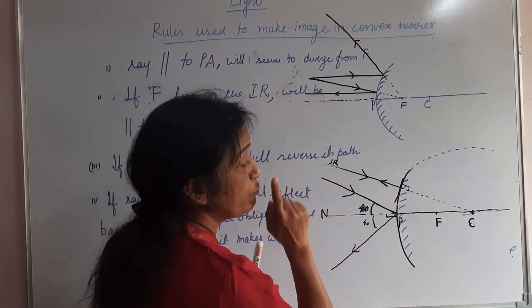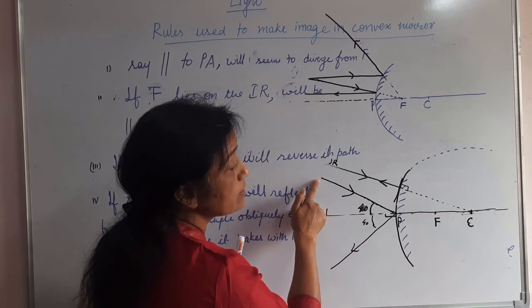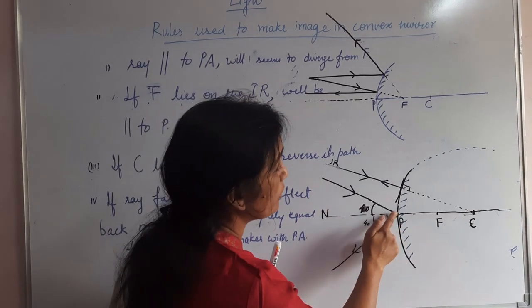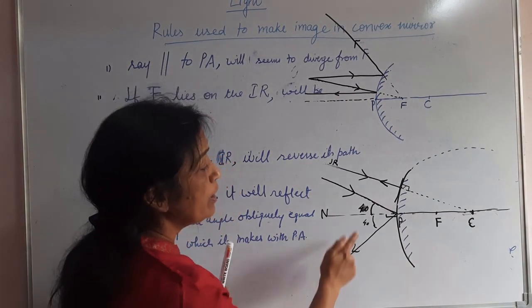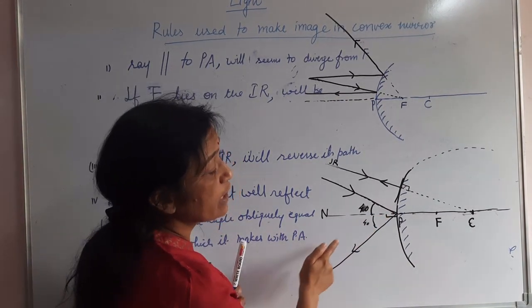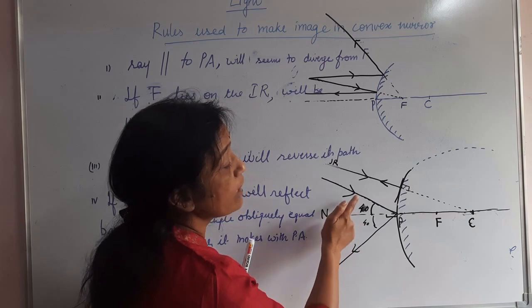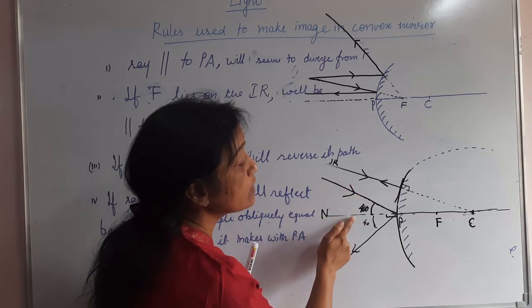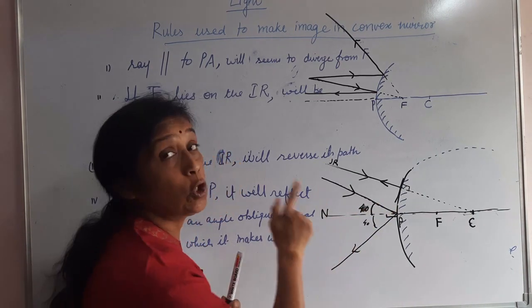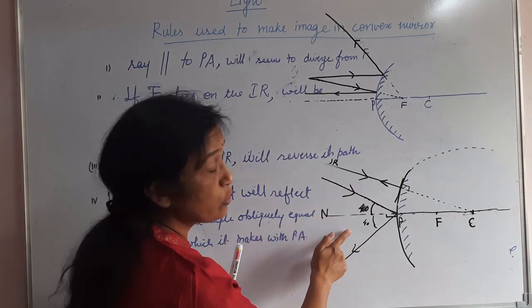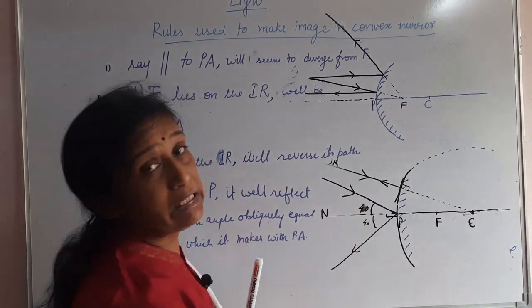And the fourth rule is, if my incident ray is such that it falls on point P, that is the pole of a mirror, what will happen? It will reflect in such a way that it makes an angle equal to the angle which the incident ray is making with the principal axis, because at this point the principal axis is normal, so this angle should be equal to this one, so it will reflect back.